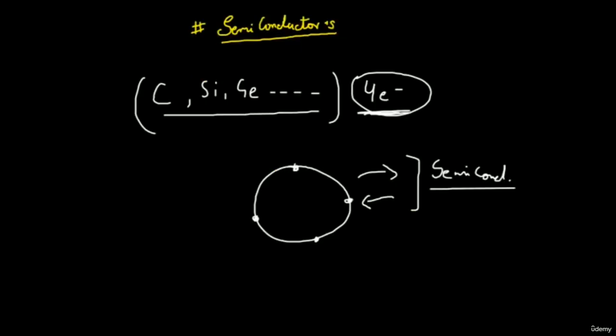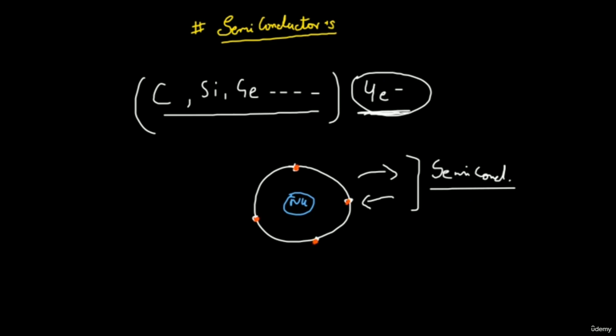There is a nucleus in the center, for sure. But we are not considering the nucleus here because we do not require it. The focus is only on the electrons and not the nucleus. So we have these electrons here, of which we require four. So how can it act as a conductor and an insulator?